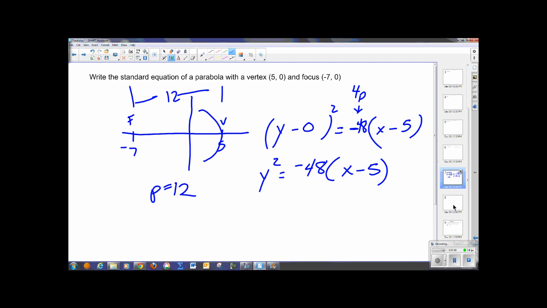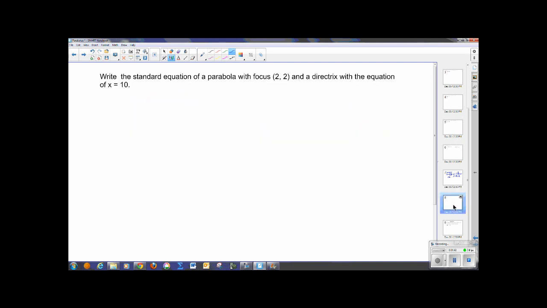Moving to the next example. Now we're given a focus and a directrix. In this case, my focus is at the point (2, 2). So I'm going to go over 2 and up 2, and this is going to be my focus point. Just mark that with an F. The directrix is x = 10. So I move over here, call this point 10.